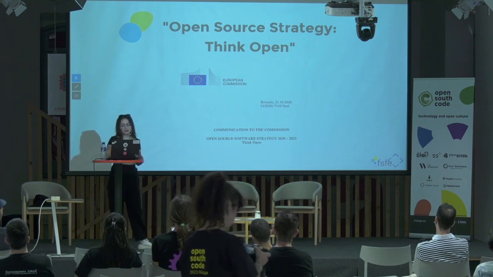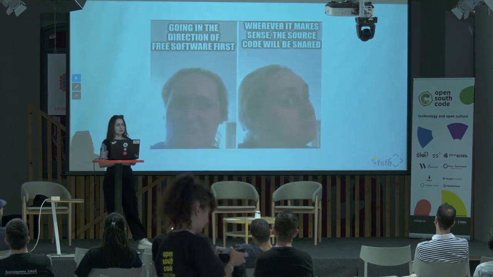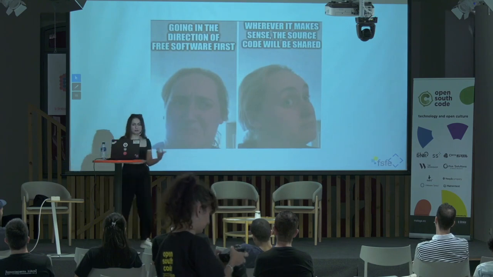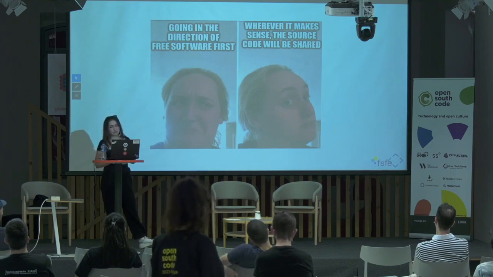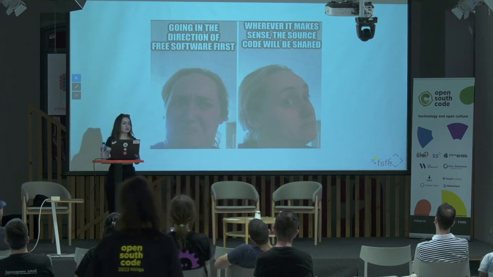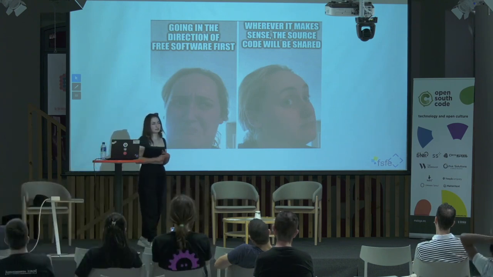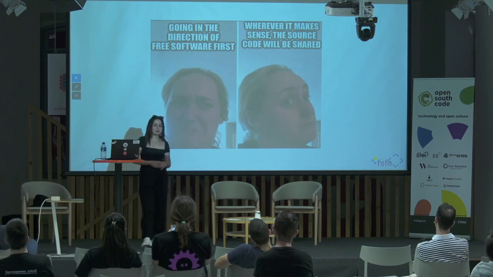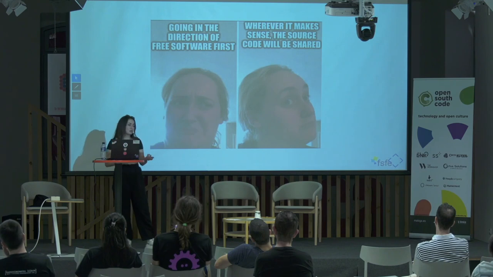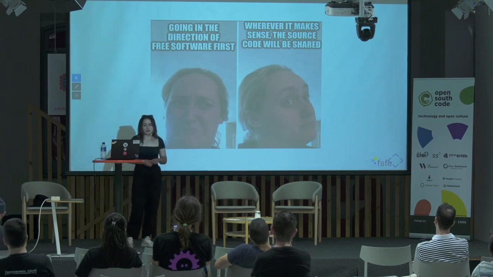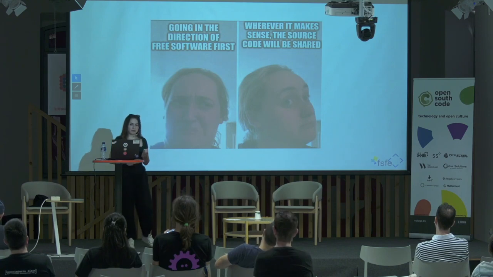So the text is a little bit ambiguous, and I'm going to give some examples. For instance, there is a part that says that whenever it makes sense, the Commission will share the source code of its future IT projects. This is something that we criticize, because instead of going in the direction of free software first, they came up with this wording, whenever it makes sense. We don't know when it makes sense and to whom it makes sense. This is what we mean by being ambiguous and not being clear enough to be a strategy.